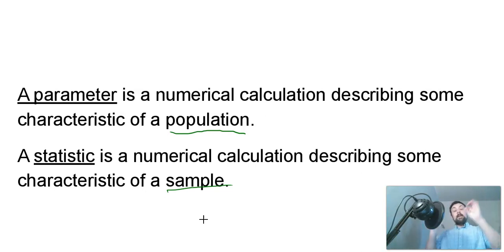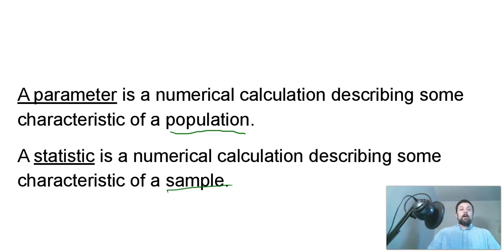But the statistics we are calculating, we hope, are representative of those parameters. When we get a sample and we calculate the mean of that sample, we hope that it is representative of the mean of the population. So we hope that our statistics are good estimates for these parameters. We want the sample mean to be a good estimate for the population mean.